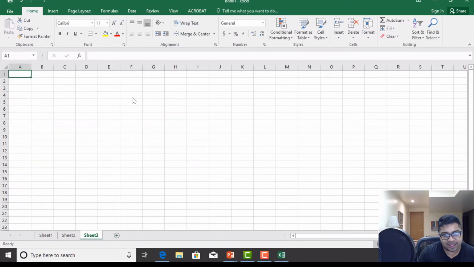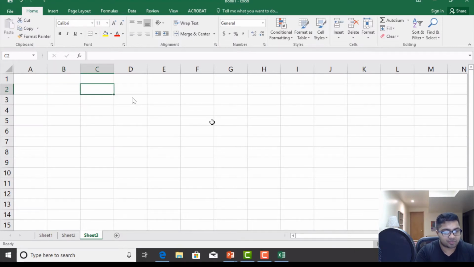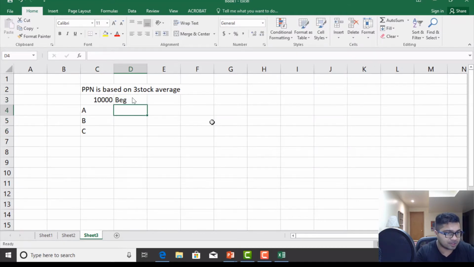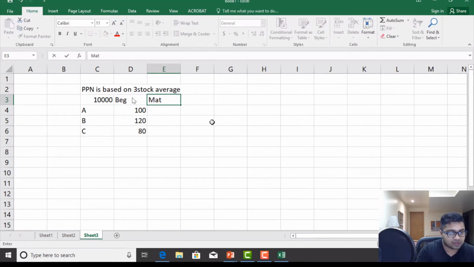Third example that they can ask you: your PPN is based on the average performance of 3 stocks. You have invested $10,000 and the stock values when you invested, the beginning value of the period, were, let's say, $100, $120 and $80, and when it matured the values were 120, then 165, and this went to 200.